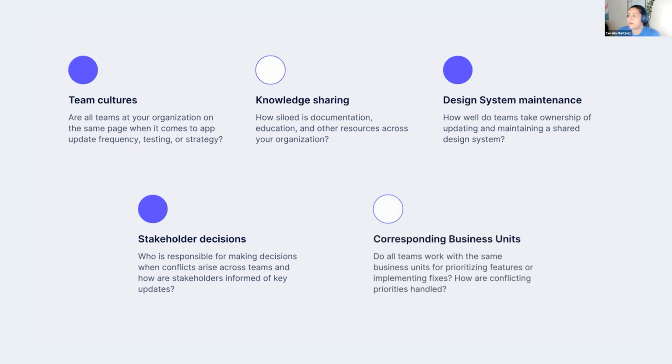And finally, corresponding business units. So do all the teams work with the same business units for prioritizing features or implementing fixes? How are conflicting priorities handled? Again, you may have some teams that take direction from internal users who need to have certain functionality turned on from an admin perspective.